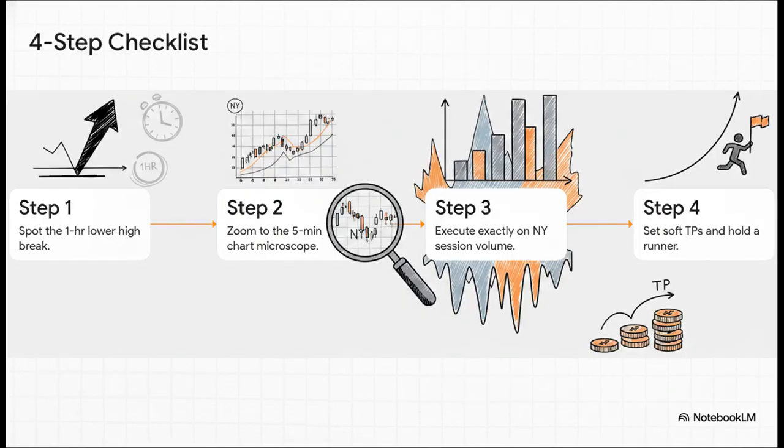Let's quickly review this powerful 4-step checklist so you can start recognizing these high probability reversals on your own charts. Number 1, spot the 1-hour lower high break. That's your indication. 2, zoom down to the 5-minute chart microscope to weather the correction. 3, execute exactly on the New York session volume kick. And 4, set soft TPs to pay yourself and hold a runner for the long term.